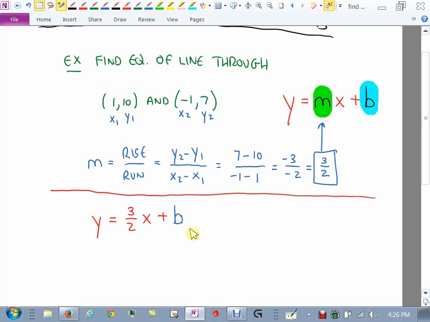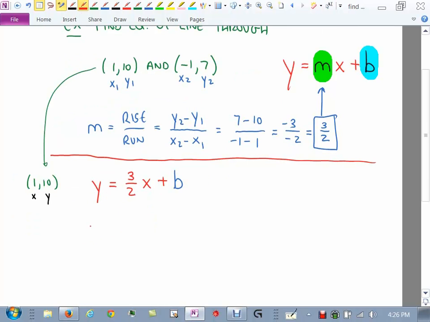I also know that both of these points live on my graph, don't they? So I'm going to choose one of them. I'm just going to choose this one. I'm going to use it. Watch how I'm going to use it. That (1, 10) is what I should get if I plug in x is 1 and y is 10. This equation should be true, right? So let's plug in 10 for y and 1 for x and see what happens to that equation. 10 for y. What's 3 over 2 times 1? 3 over 2 plus b.